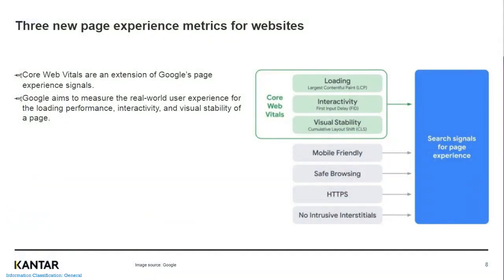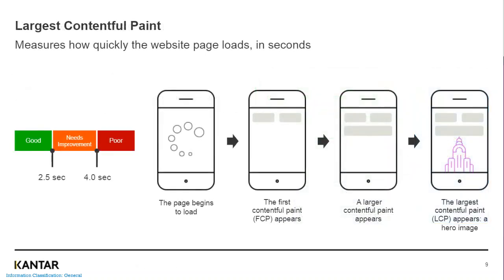They're an extension of Google's page experience signals that were previously limited to criteria like mobile friendliness and a page's use of the HTTPS protocol. Core Web Vitals are comprised of 3 new performance measures. These are largest contentful paint, first input delay, and cumulative layout shift, and each focuses on a different aspect of the user experience. Each metric has an associated target threshold, which categorizes performance as either good, needs improvement, or poor.